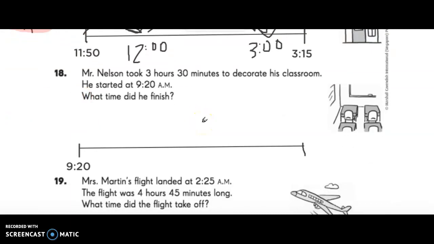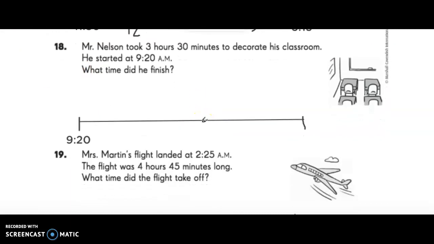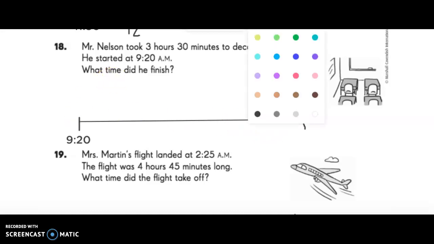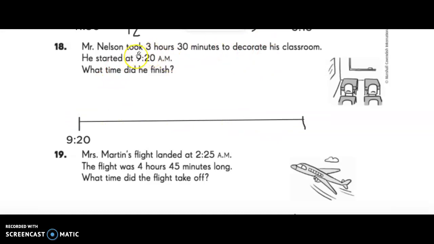Number 18, Mr. Nelson took 3 hours 30 minutes to decorate his classroom. He started at 9:20. What time did he finish? So we are looking for some clue words here, okay? He started at this time. What time did he finish? Okay, so that's what you're going to pay attention to. So since we're looking for an end time, we can jump these first 3 hours.